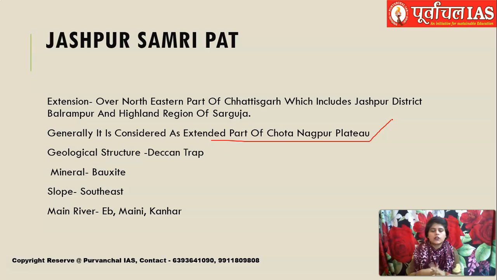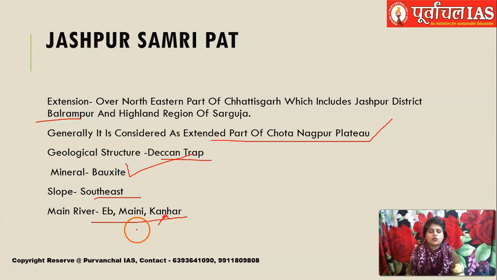You have the geological structure of Deccan Trap here. Basically the oldest Archean rock system is found here, and Deccan Trap you have, and that is why an abundance of bauxite mineral is being found here. And the slope of this particular area is southeast. Okay, so we have certain important rivers like Ib, Mand, Kanhar. Kanhar, I told you in the beginning, also drains part of Eastern Baghelkhand when it reaches the Balrampur area. So it starts from Jashpur only.